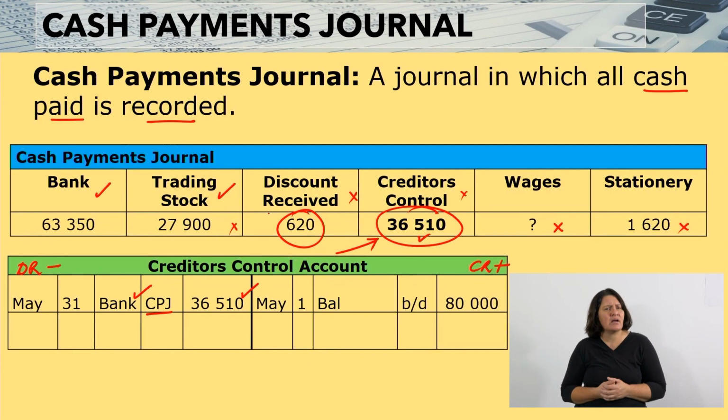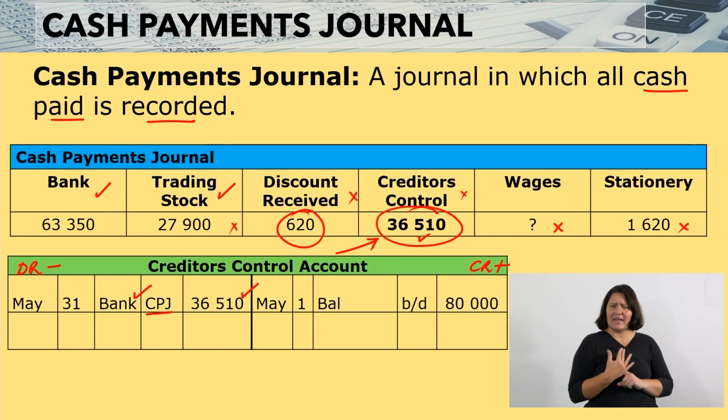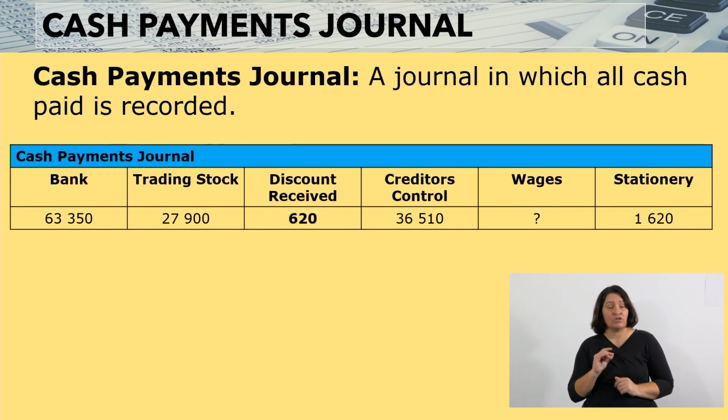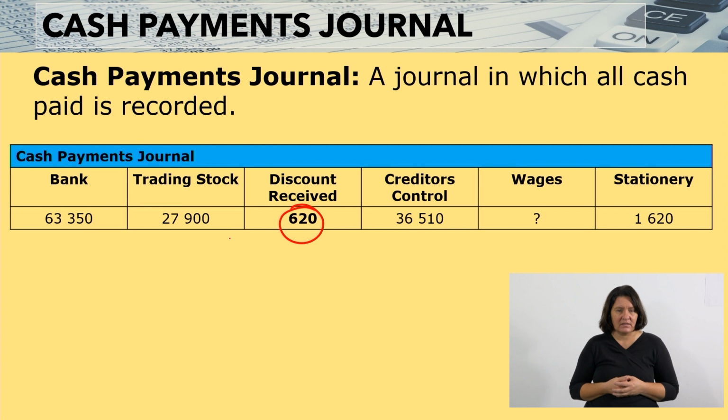But we have discount here. You're wondering, how then does this discount affect my creditors' control? Here is how it will affect. Again, in the cash payments journal, I want to focus on my discount received. That is, when I pay my creditors on time, they will give me discount to say, you have settled your account on time. You don't have to pay us the full amount. Then they give us discount, and we call that discount received.